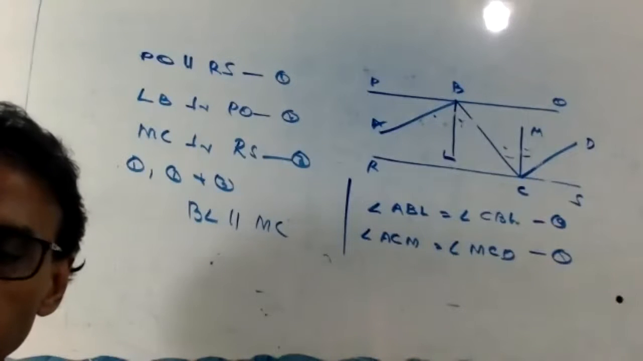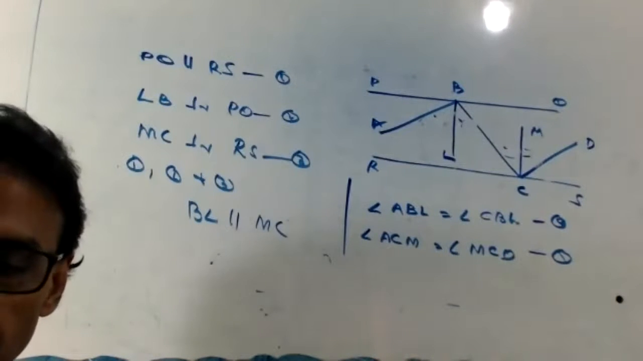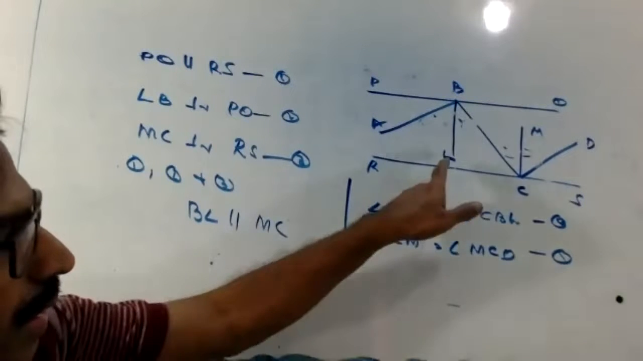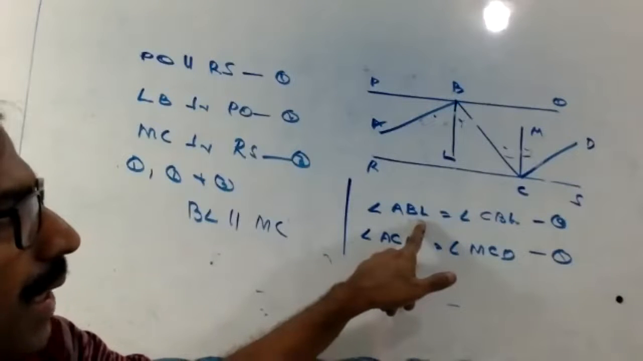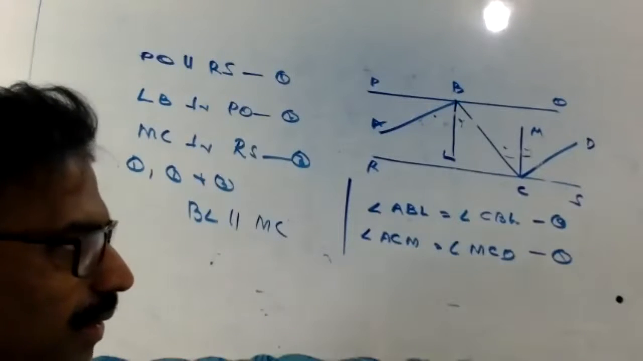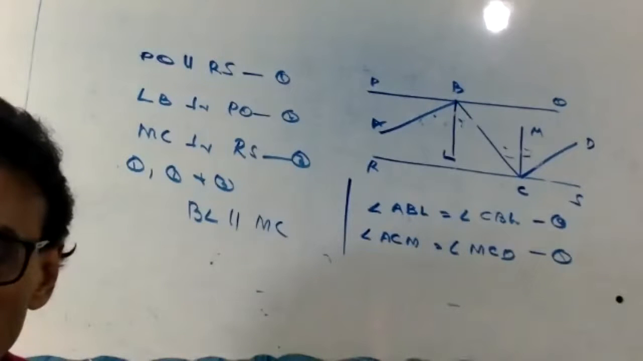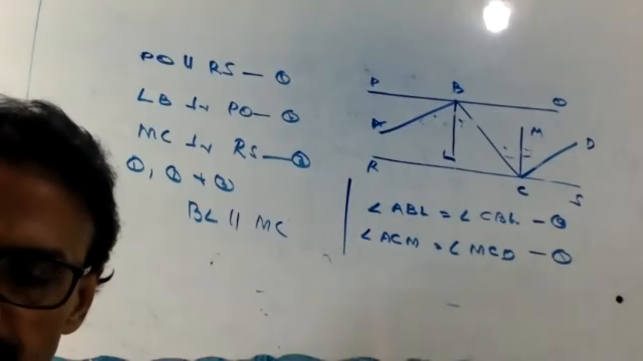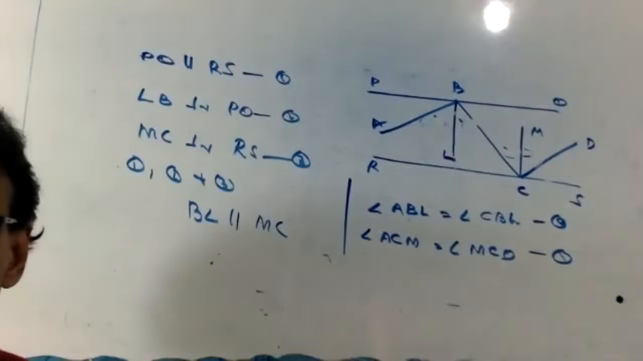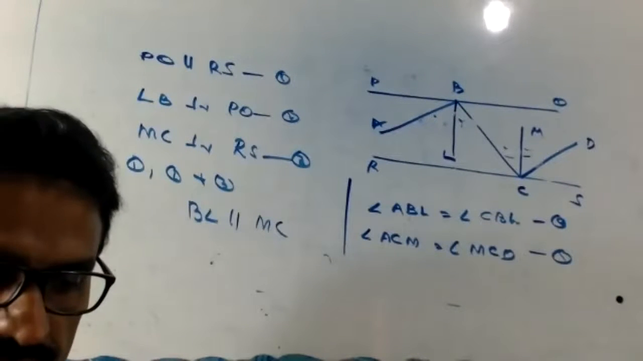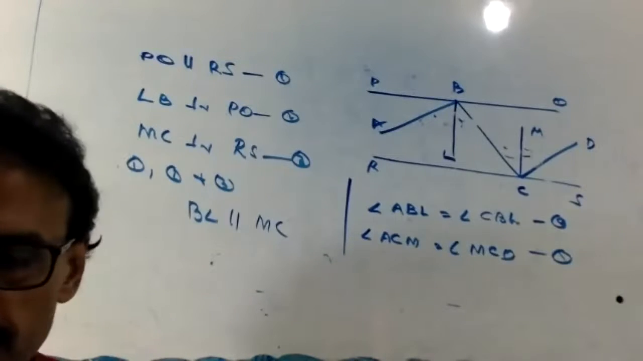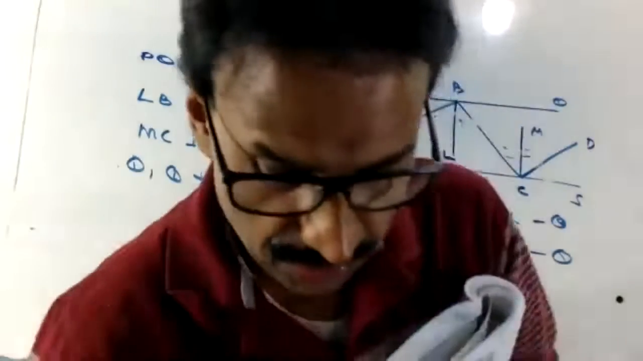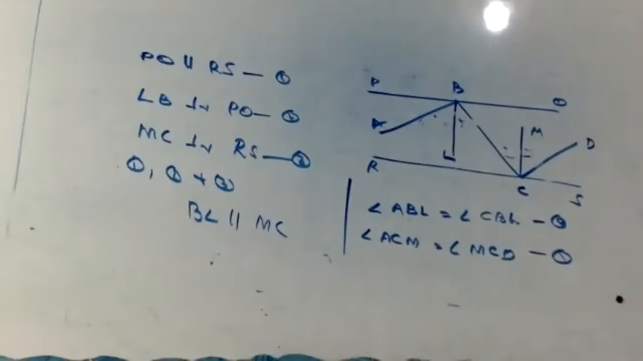Is it okay now? Now look here. Angle ABL equal to angle CBL. We call it number 4. Reason? Angle of incidence equal to angle of reflection.